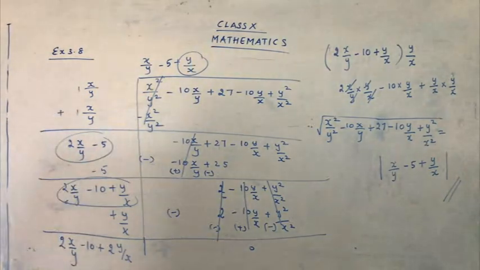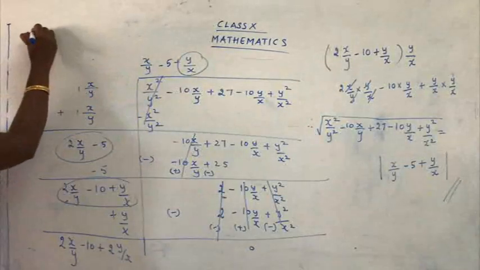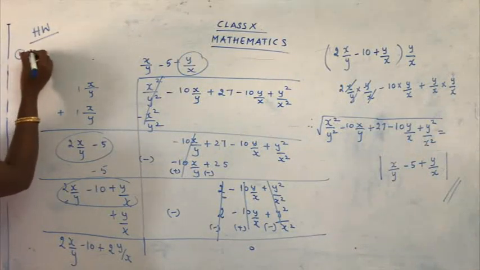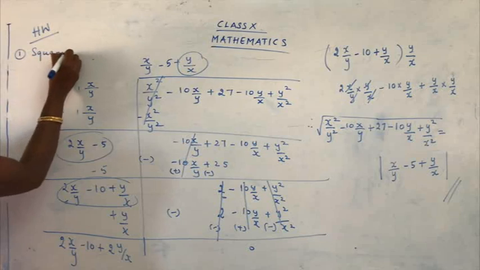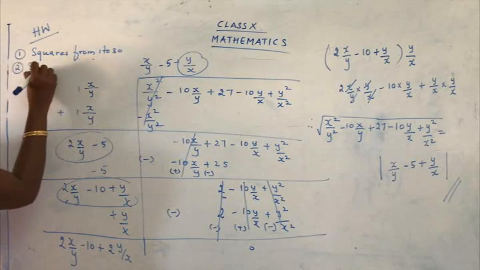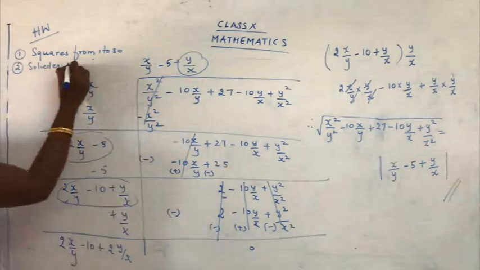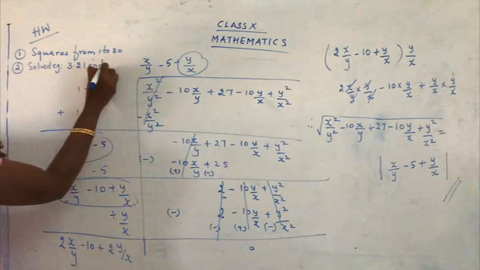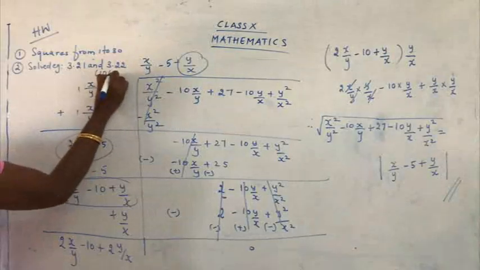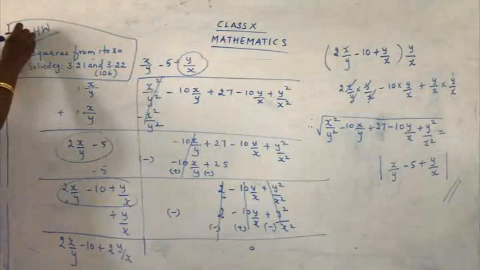So have you taken down the steps, children? I'll just mention the homework here again so that you do not miss it. Homework should be sent the day itself, today itself it has to be sent. So homework is, first of all, the squares from 1 to 30, yes. And the second thing is solved examples 3.21 and 3.22, it's from page 106. So this is your homework part. Do not miss your homework. Very, very important.